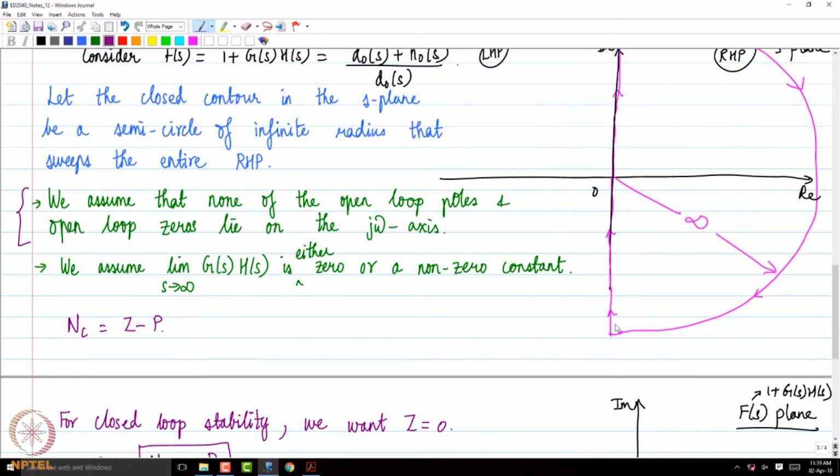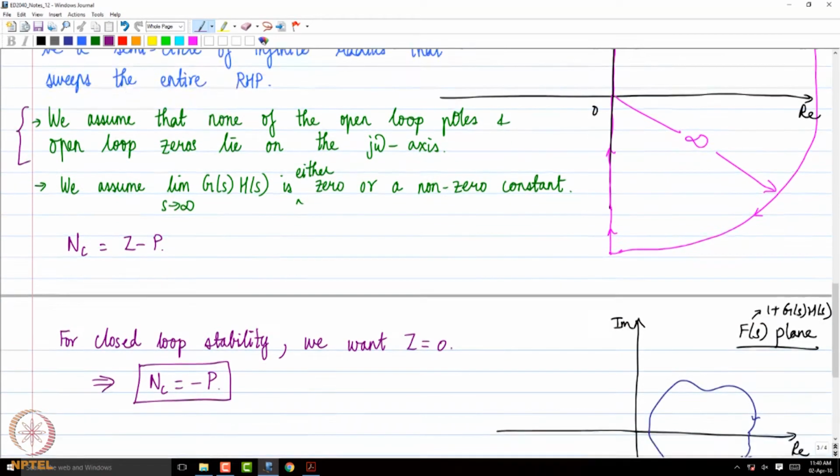We'll then see what happens when we do. Sometimes we may be given open loop transfer functions where there are open loop poles on the imaginary axis. It can happen. Let's say you take a PI controller, you will have a pole at the origin. We have already seen it. Then can I choose this contour? We'll ask ourselves that question later. For the time being, we'll first deal with the initial simpler case where there are no open loop poles on the j omega axis.